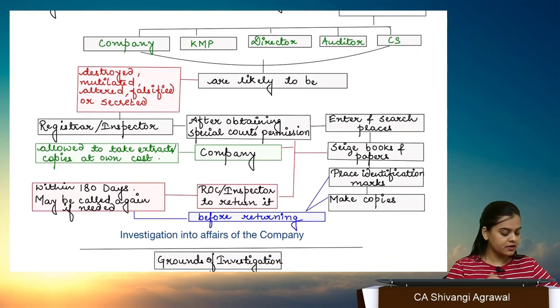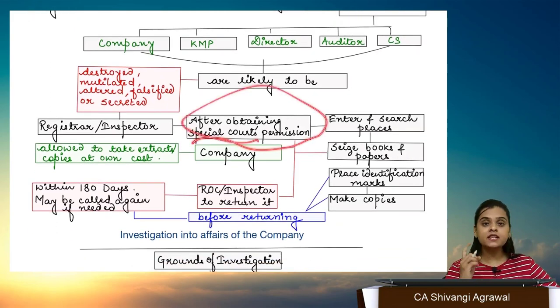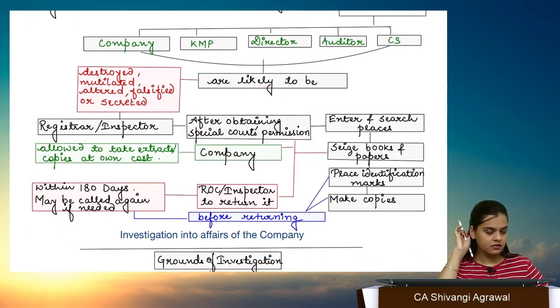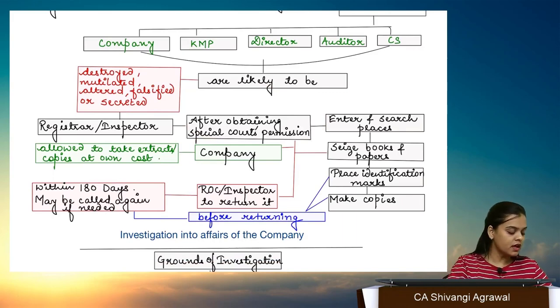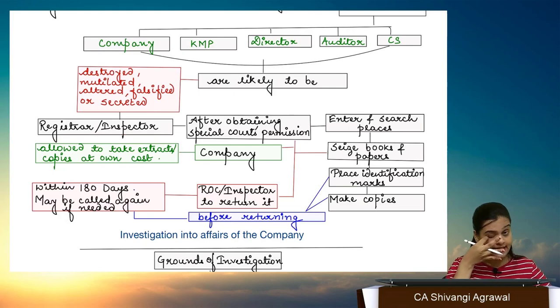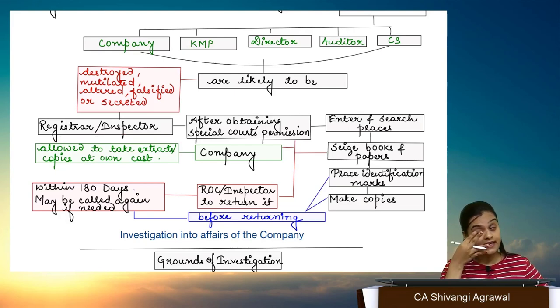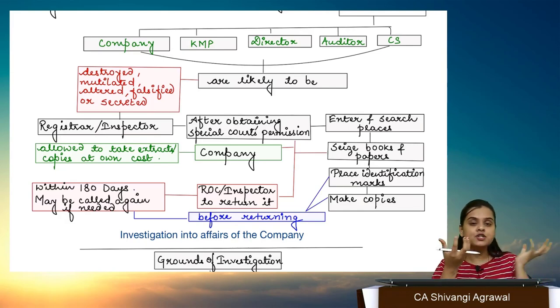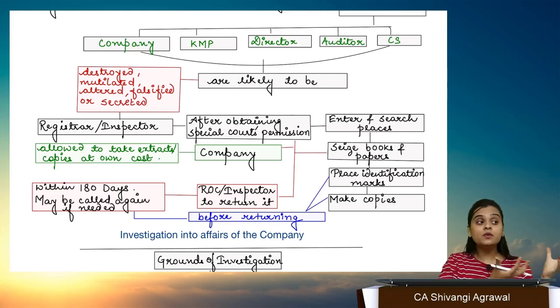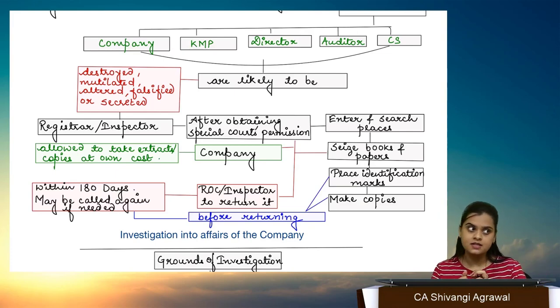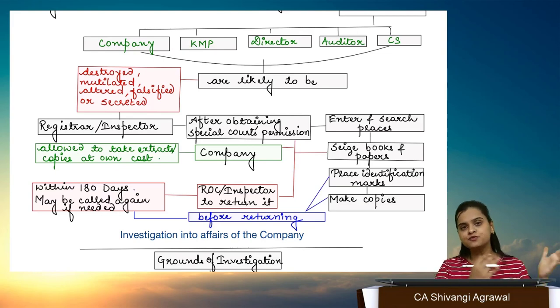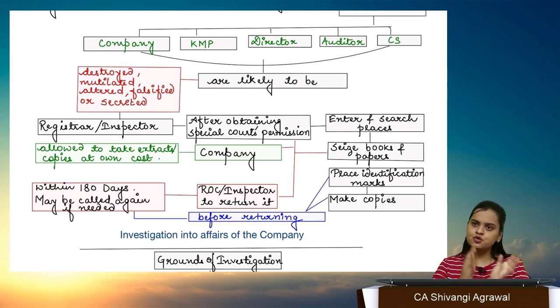In such situations, you go to the special court and obtain the permission of the special court, not of the CG, but of the special court. So the registrar or inspector, after obtaining the special court's permission, can enter the places and search and seize the documents. Seizing documents means you are taking the documents into your custody. When you take the documents into your custody, the company might ask for some photocopies, so you allow them to take photocopies, and seize the documents and take them with you.